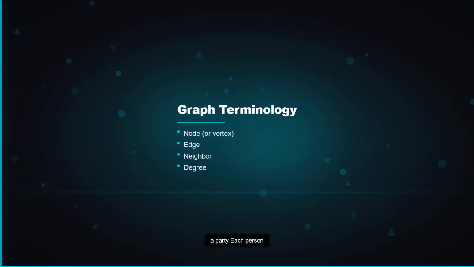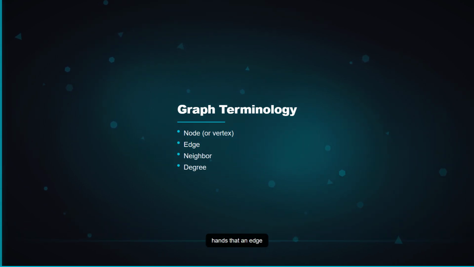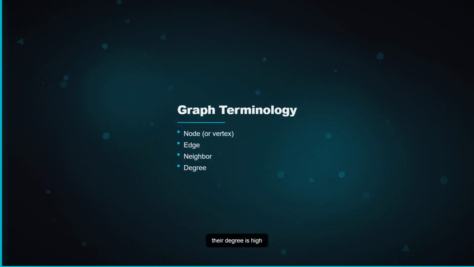Think of it like a party. Each person is a node, and when two people shake hands, that's an edge. If someone has many friends at the party, their degree is high.